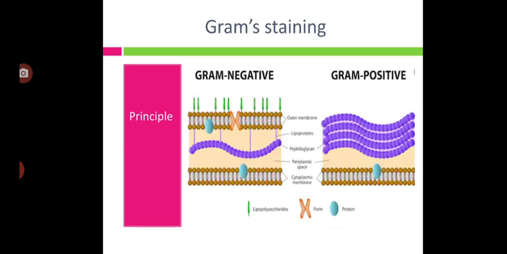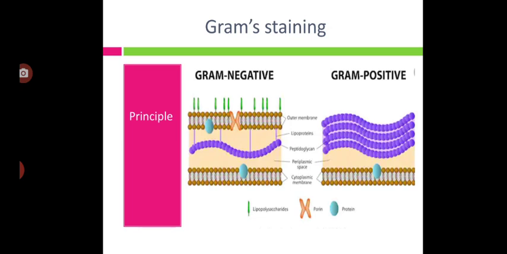Then on the third step, when the decolorizer is added, since the decolorizer is alcohol based, in the case of gram negative, it will dissolve the outer lipoprotein membrane. When the decolorizer comes in contact with the gram negative cell wall, it dissolves the outer lipoprotein membrane, which is washed off, thereby exposing the thin peptidoglycan layer. This is in the case of gram negative bacteria.